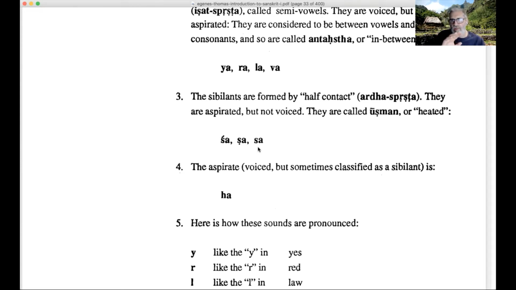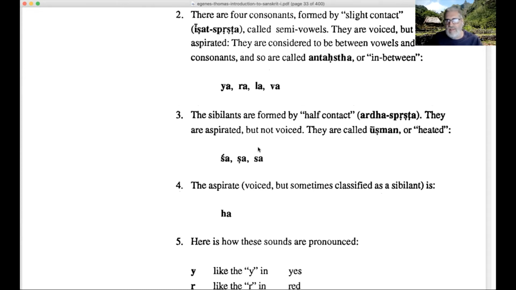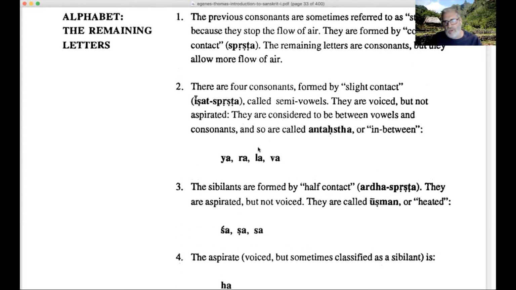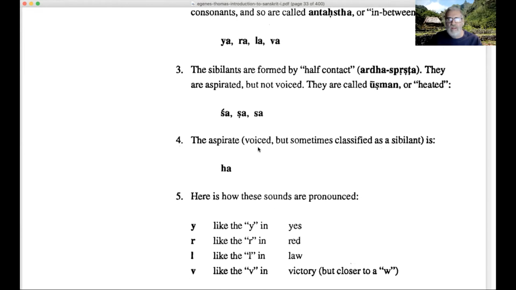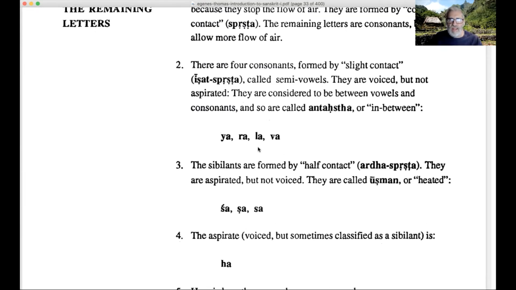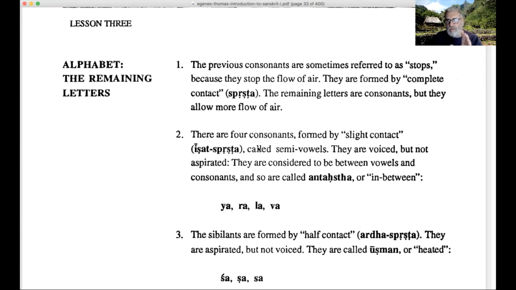So you don't have to remember all these things, antashta, ishatprishta, sprishta, ardasprishta, Ushman. You don't have to remember these things to know Sanskrit. Just understand that we have different types of consonants. What are the different types of consonants that we just learned?